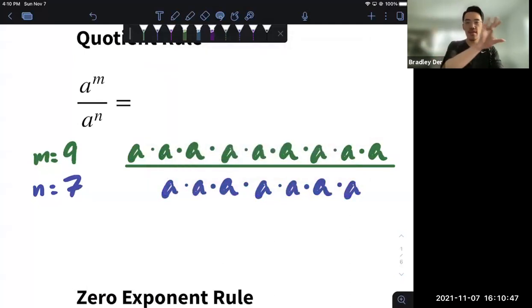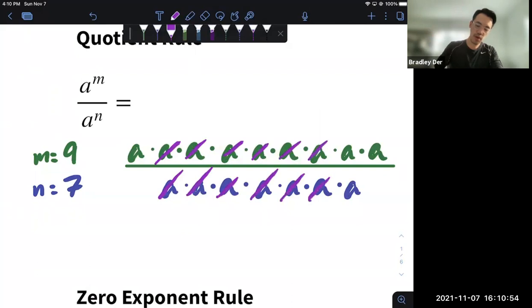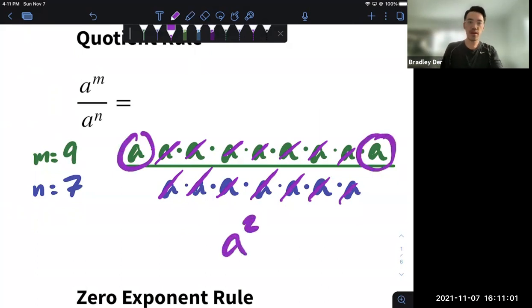With 9 of those a's multiplied up top and 7 multiplied down below, we can start reducing things. For each a that I reduce out of the numerator, I'll also reduce one out of the denominator. That leaves behind 2 a's in the numerator, a squared. You'll notice 9 minus 7 is equal to 2, and that fits our exponent rule: a to the m over a to the n is equal to a to the m minus n. This also will work for any numbers m and n.